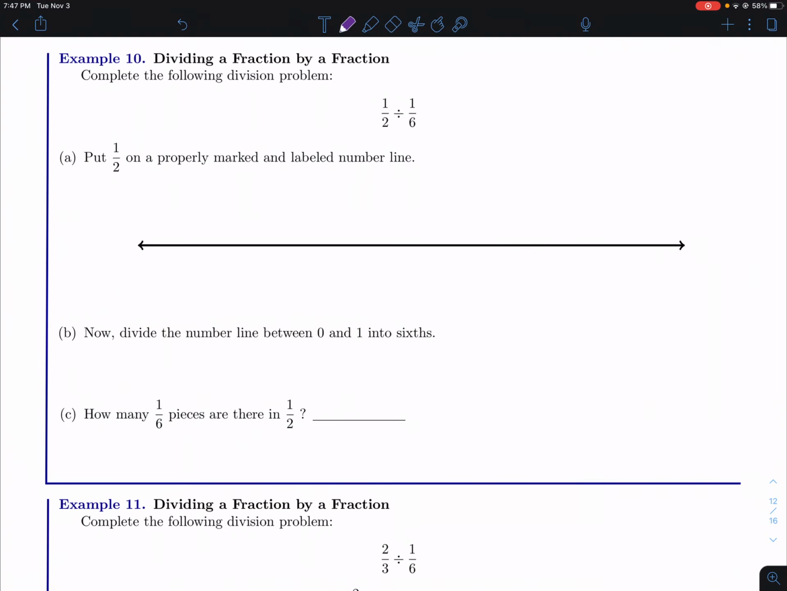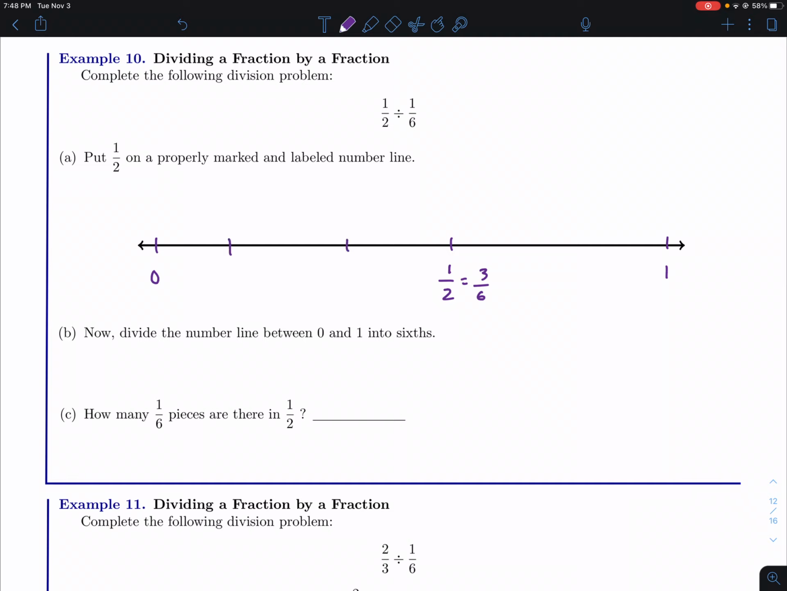So let's go back and look at our problem here. Put 1/2 on a properly marked and labeled number line. I'm just going to give myself some room here, and put 1/2 in the middle. Now I want to divide this number line between 0 and 1 into sixths. Keep in mind, 1/2 is equivalent to 3/6. That means I need to have a 1/6 and a 2/6 on the left, and then a 4/6 and a 5/6 on the right.